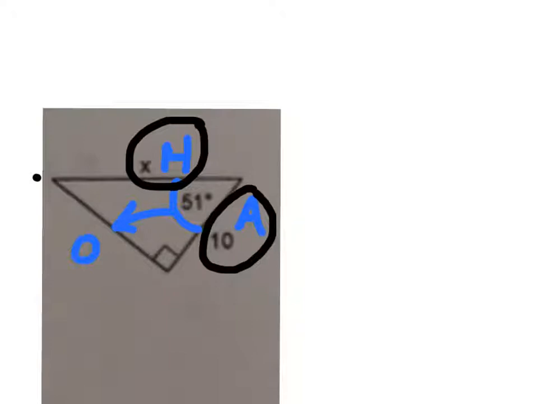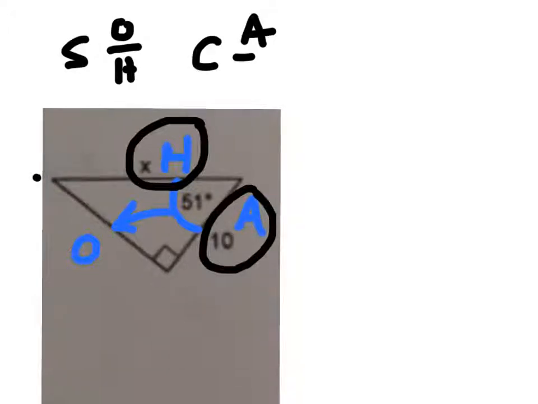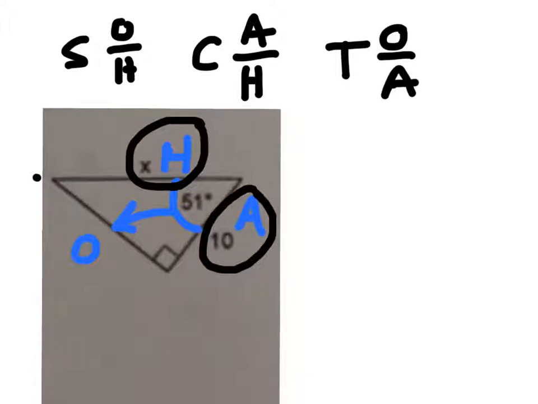So once you have your triangle labeled, think about those three famous formulas, SOHCAHTOA, and pick the one that has the ingredients in it that you actually have. So the two ingredients I have here are A and H. The only formula that has A and H in it is CAH. So this is going to be the one I use.